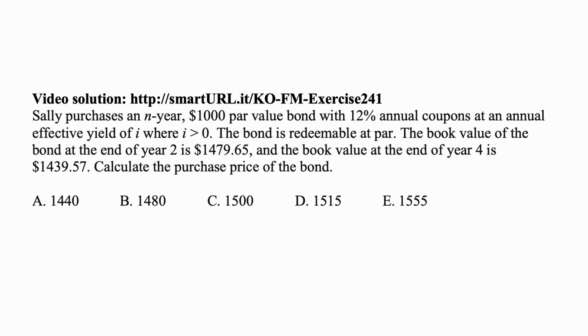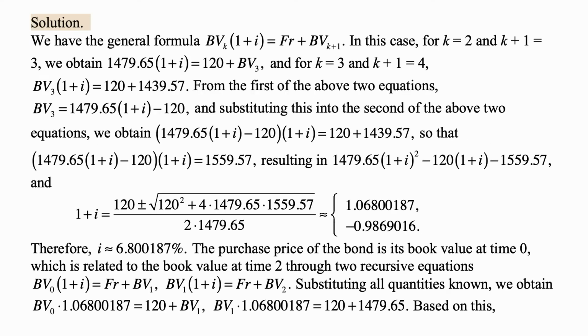Here's a problem for today for exam FM on financial mathematics. Sally purchases an end-year $1,000 par value bond with 12% annual coupons at an annual effective yield of I, where I is positive. The bond is redeemable at par. The book value of the bond at the end of year 2 is $1,479.65, and the book value at the end of year 4 is $1,439.57. Calculate the purchase price of the bond.